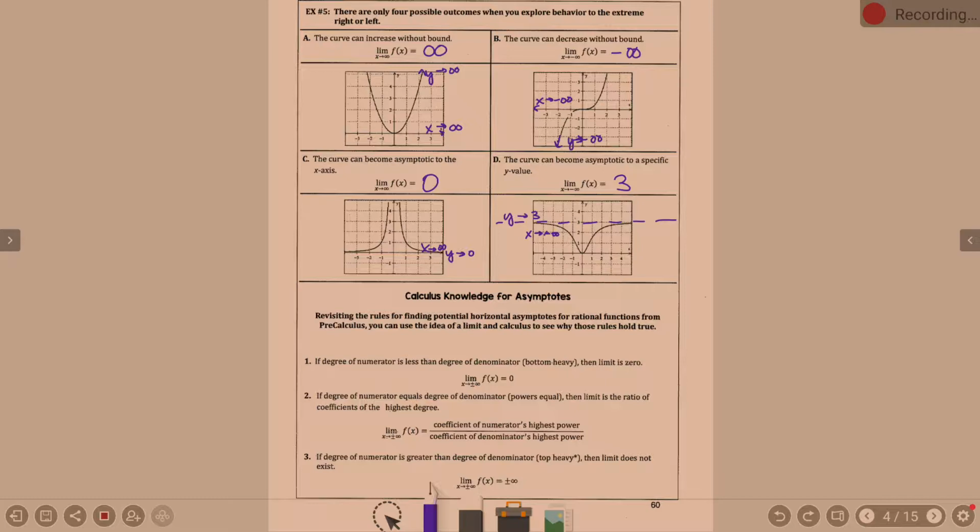And so there you see the written out limit. And 3, if the degree of the numerator is greater than the degree of the denominator, so top heavy, then the limit does not exist. Or in other words, it depends. Because you have no horizontal asymptote at that point. So you're probably going either up to positive infinity or down to negative infinity. You might have a slant asymptote, and we will look at those as well. Okay, so moving on.